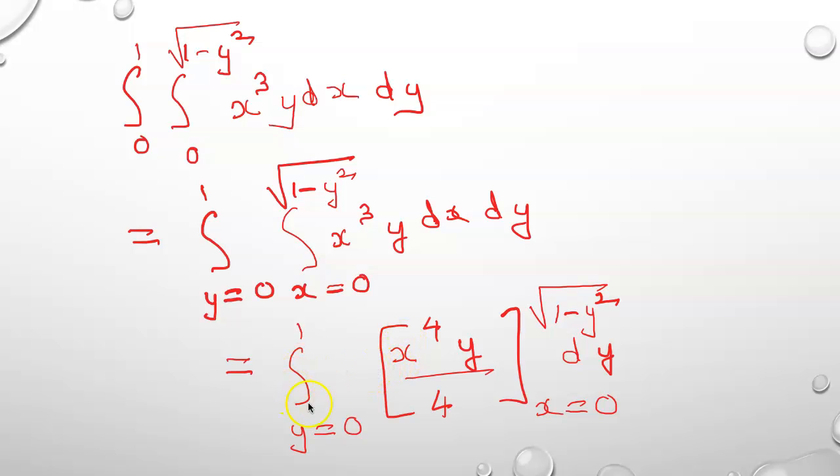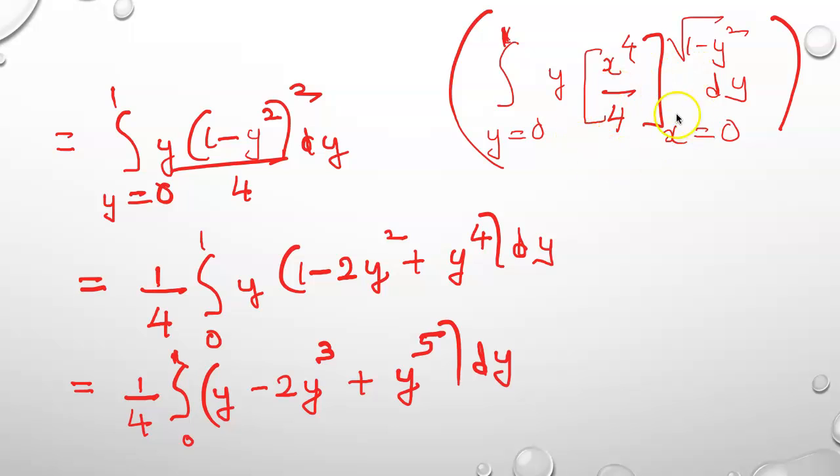So it becomes integral y equal to 0 to 1, y remains as it is. The integral of x cubed is x raised to 4 by 4, y, within the limits x equal to 0 to root 1 minus y squared, dy. So this is the last step in the previous slide. When you are substituting, you get root 1 minus y squared raised to 4, that is 1 minus y squared squared by 4, dy. Take out the 1 by 4. So 1 by 4 integral 0 to 1, y into, when you expand this, 1 minus 2y squared plus y raised to 4, dy.